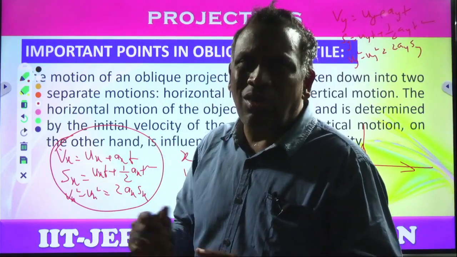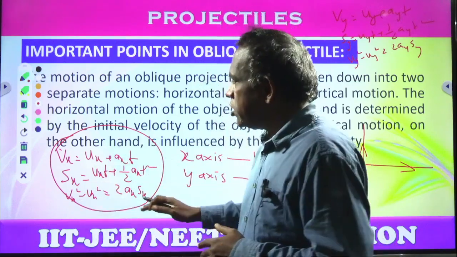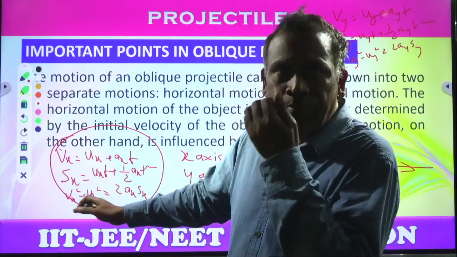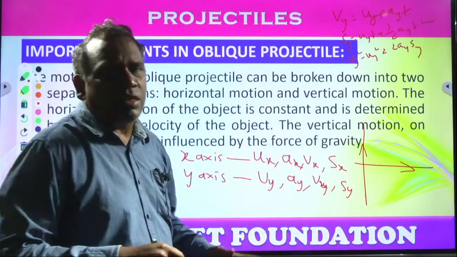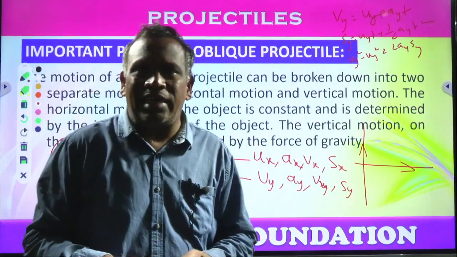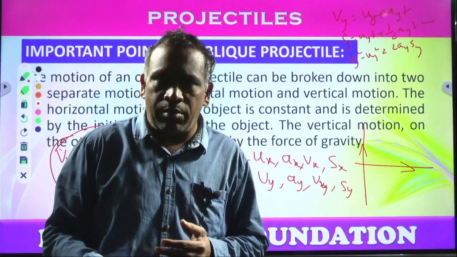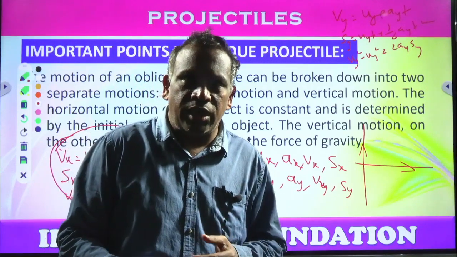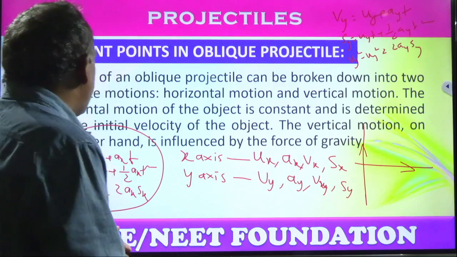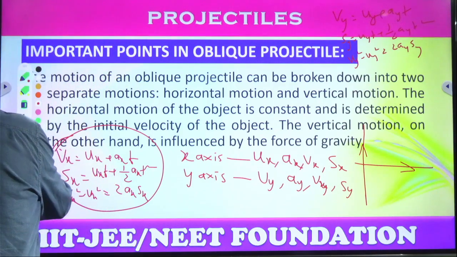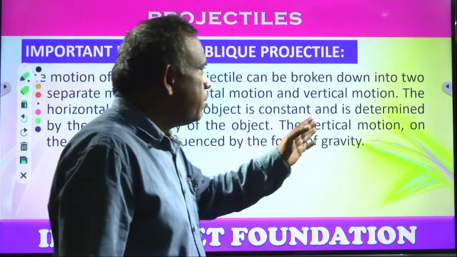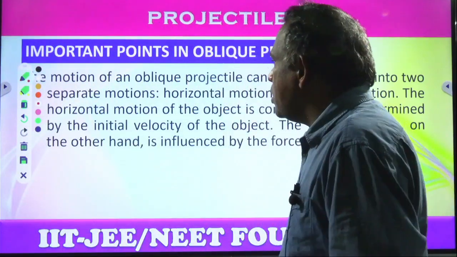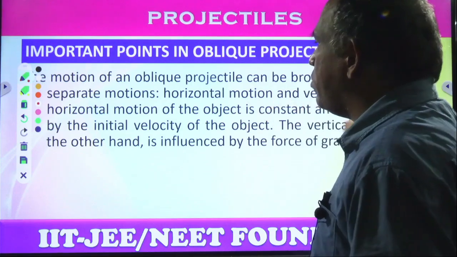Using all these equations, with one dimension along the horizontal and another along the vertical, the two sets of equations let us prove that the trajectory of a projectile is a parabola. That is what is explained here: the motion of an oblique projectile is broken down into two parts, horizontal motion and vertical motion.